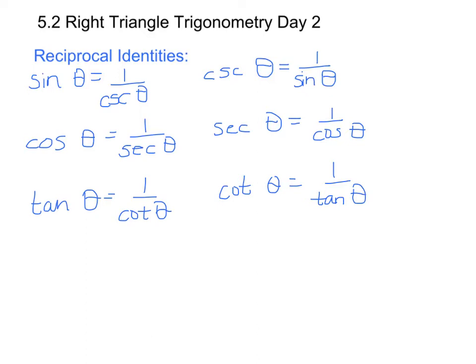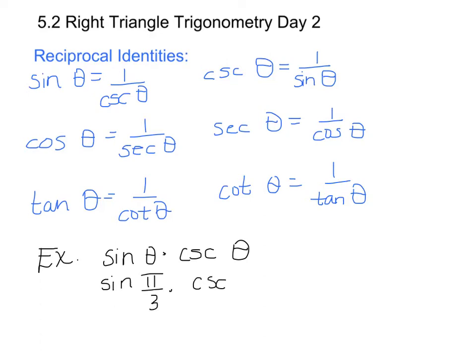And we usually use these when you have an example. Say, for instance, you were trying to simplify sine theta times cosecant of theta. And it doesn't matter what theta is as long as they're the same angle. You can even have like sine pi over 3 times cosecant pi over 3.